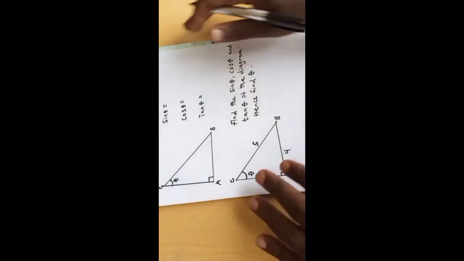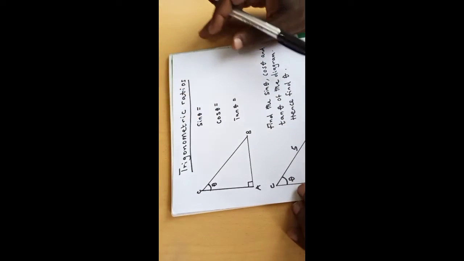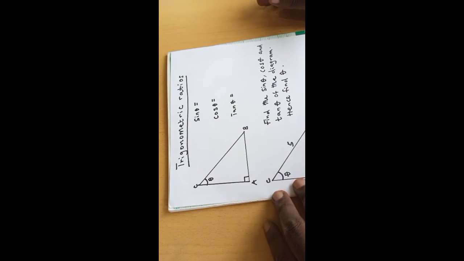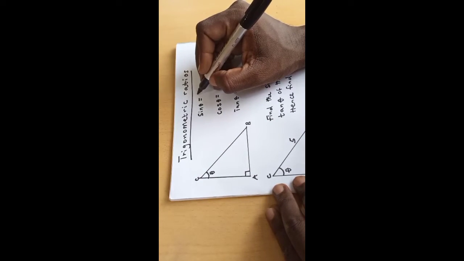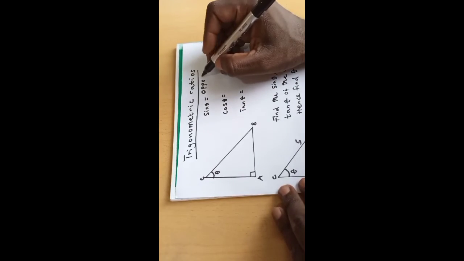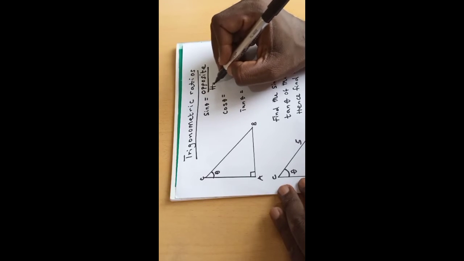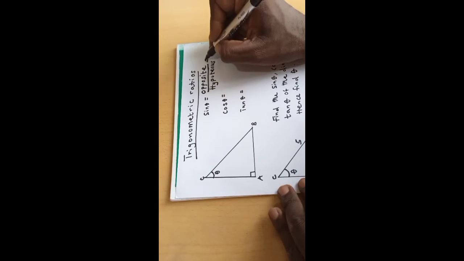Now let's look at another important aspect of trigonometry, and that aspect we call trigonometric ratios. I hope you have heard of sine theta, cos theta, and tan theta before, and that is what we are coming to look at over here. So trigonometric ratios over here, we have sine theta. Sine theta is opposite over hypotenuse.